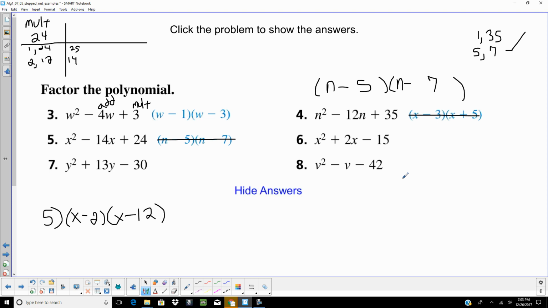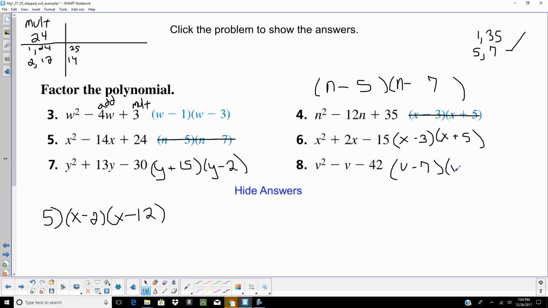And if I look here, I'm going to guess that this answer was supposed to go up there, because you would have x minus 3, x plus 5. Two numbers that multiplied to negative 15, add to positive 2. On this one, with the y's, y plus 15, y minus 2. And our last one, v minus 7.